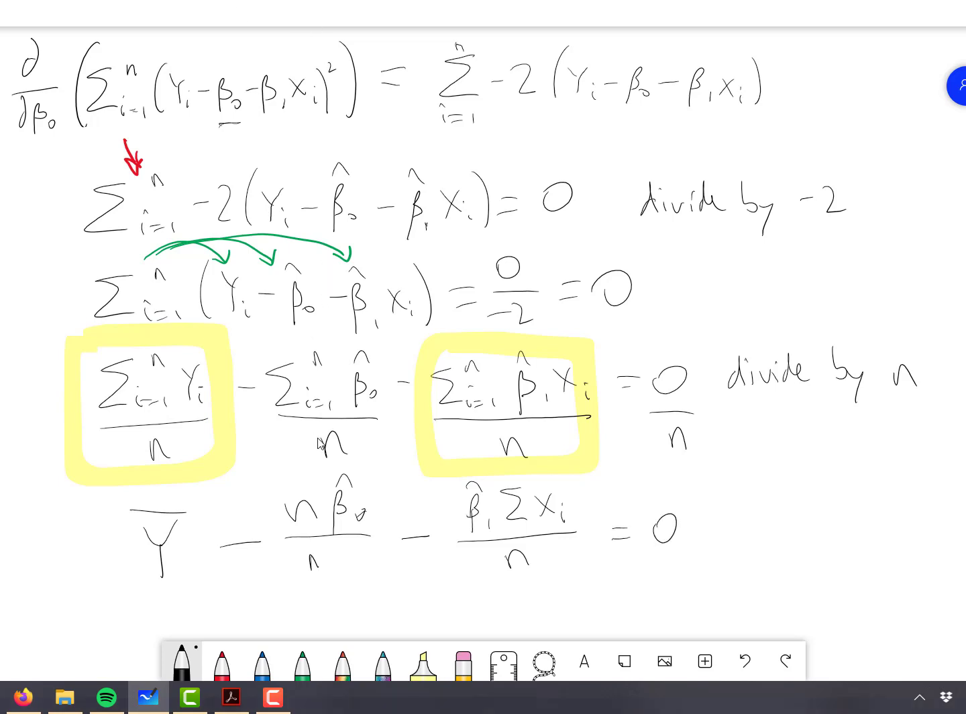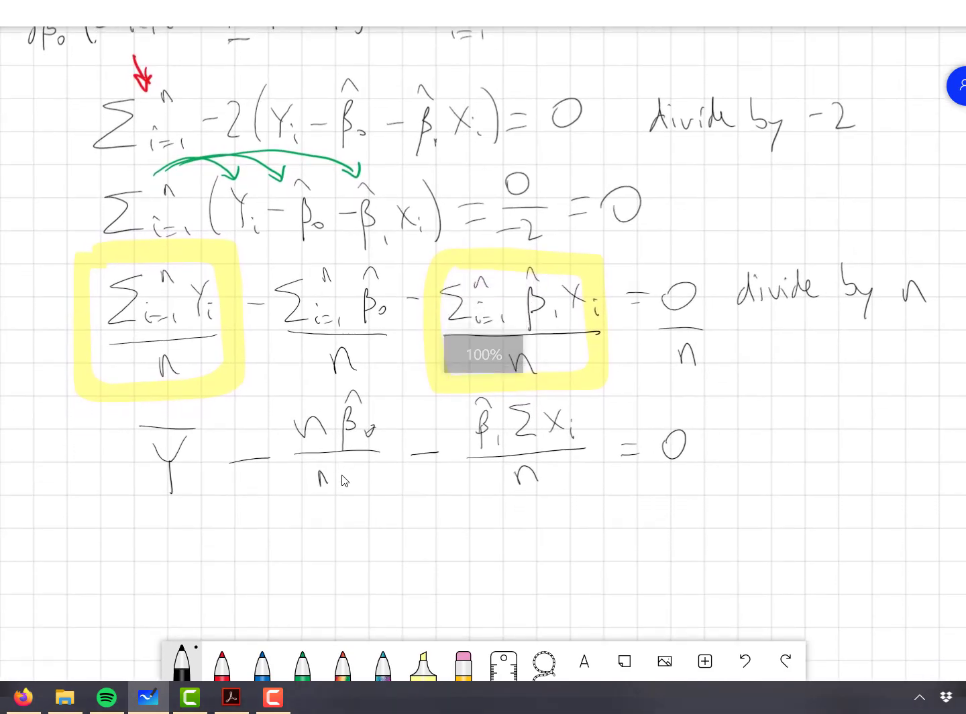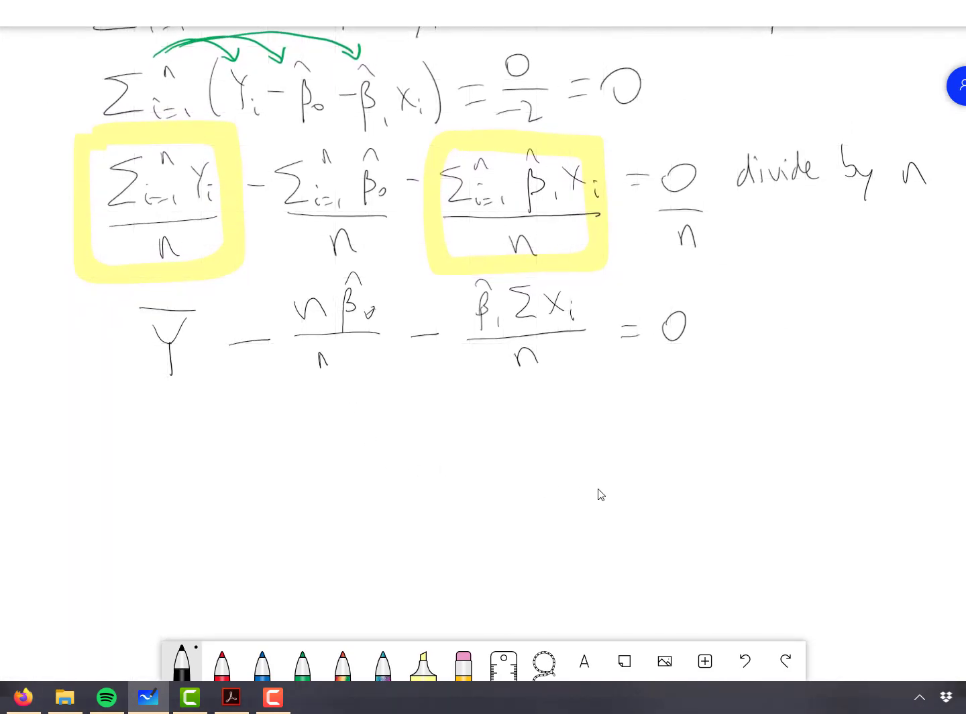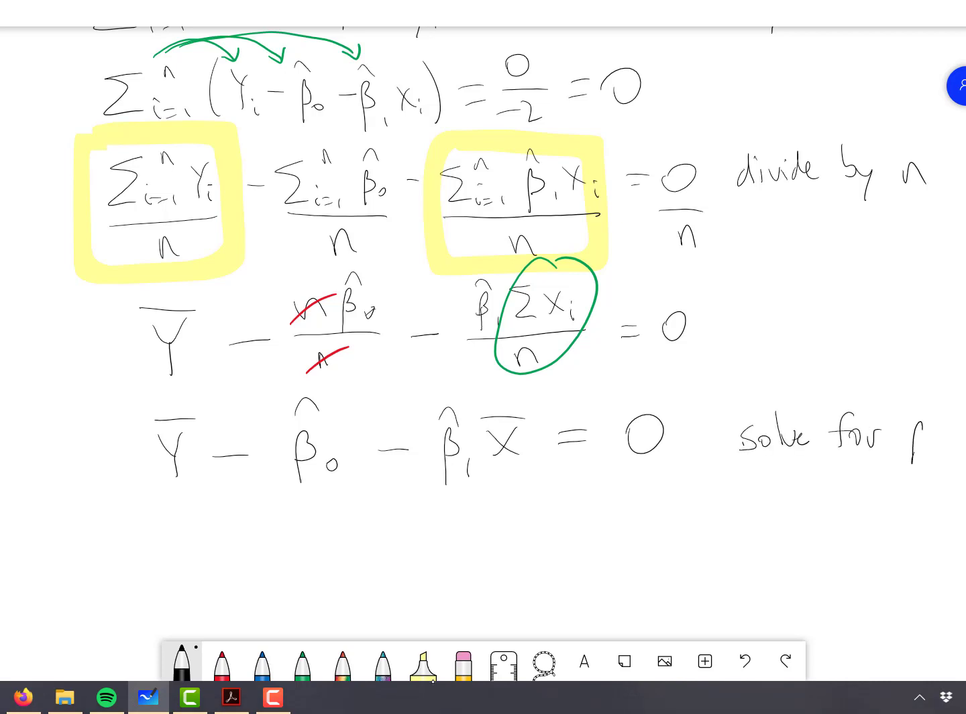And let's scroll down a little here to get a little more room to work with. So at this stage, we can note that we have the n's canceling out for our beta naught hat. So we have still y bar. We then still have beta naught hat just on its own. We then have beta hat 1, but what we have over here then is the mean of our x's, because we just have the sum of our x's divided by n, and that's all equal to 0. So our final step is to actually solve for beta hat naught, because again, we're trying to solve for the intercept in this case.